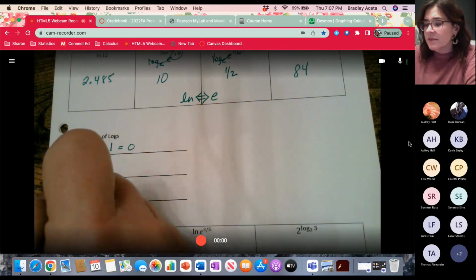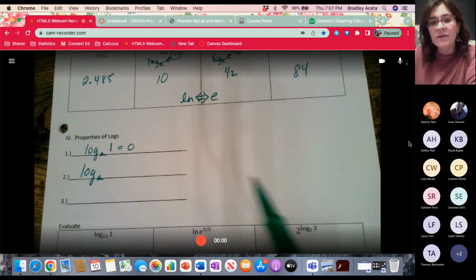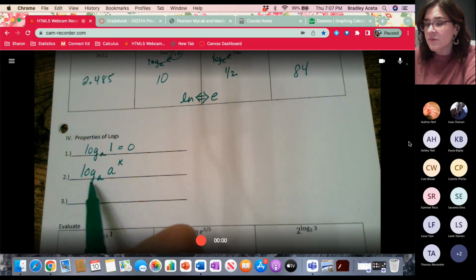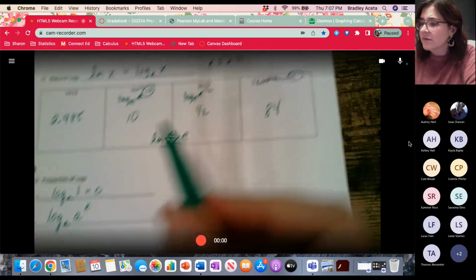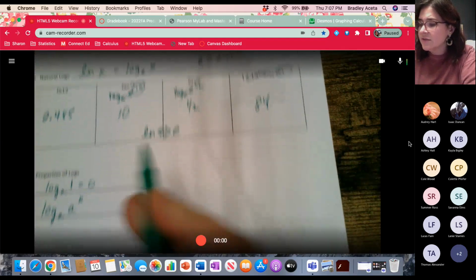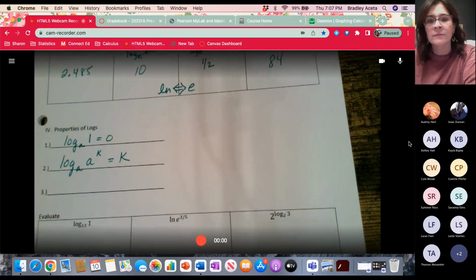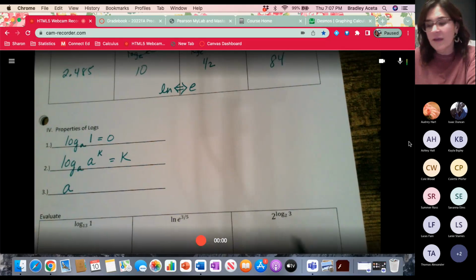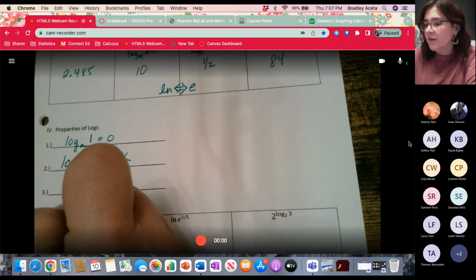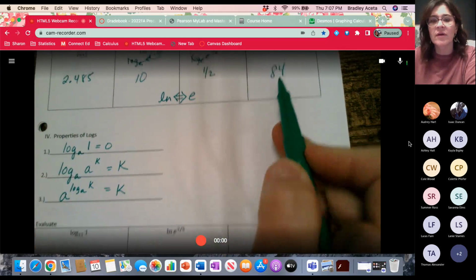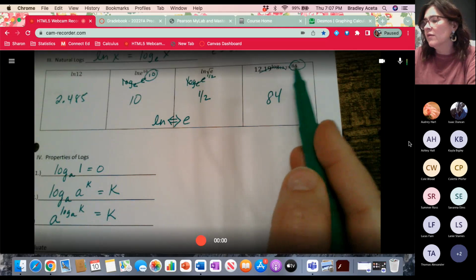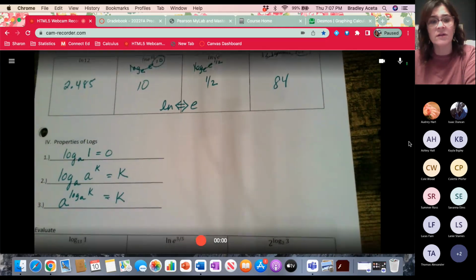The next property says log base A of A to the K. Well, these things, log base A of A, log base e of e, just cancel and you're left with K. And then if you had a base of A raised to a log base A of K, with the same base right there, that also was K. That was like the example up here, where you have 12.19 to the power of log base 12.19 of whatever was next to it, like 84. That would be your answer here.